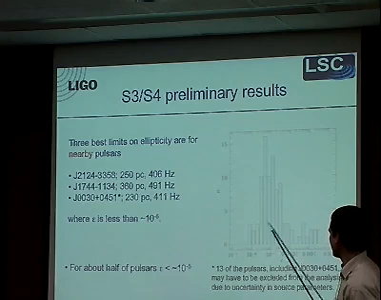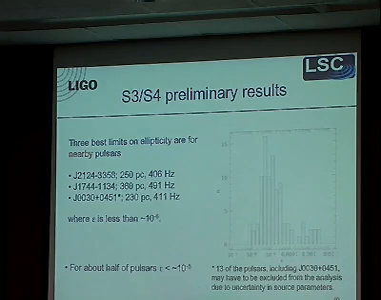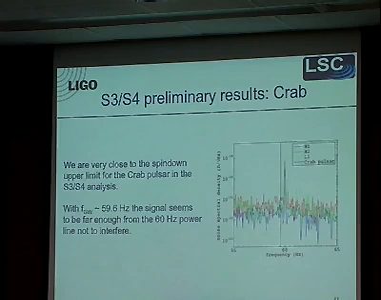But for about half of the pulsars, we were able to constrain the ellipticity to less than 10 to the minus 5, and for a few of them less than 10 to the minus 6, which starts to become interesting. For the Crab pulsar, this is using S4 data, I think. Might be S3. We're getting very close to the spin-down based upper limit. And this is just showing the 60 hertz harmonic, and although it's close to where we expect the signal for the Crab, it's far enough away that using tight filters, we should be able to avoid losing much sensitivity due to this peak.